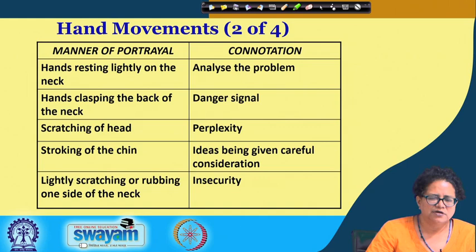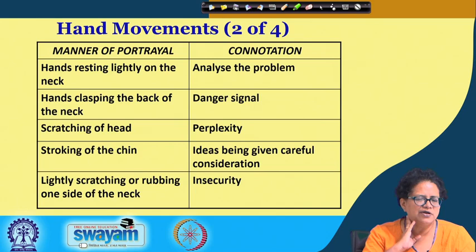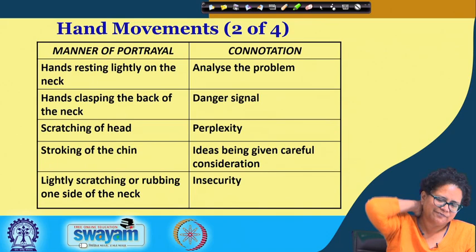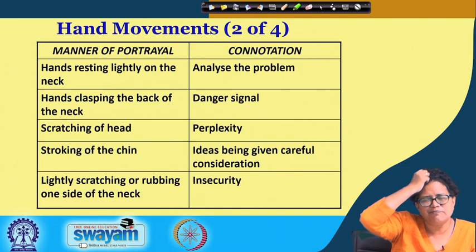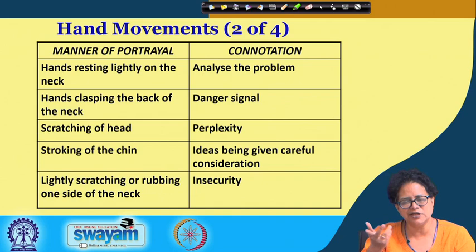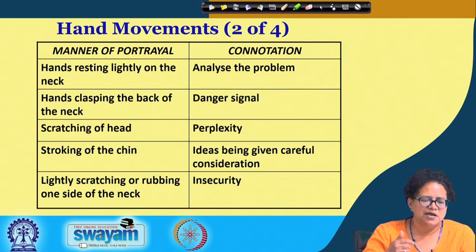So, the second chart here: if the hands are resting lightly on the neck, it symbolizes somebody who is studying and trying to get a solution to a problem. And hands clasping the back of the neck is a danger signal, be aware. Scratching of the head is perplexity, and stroking of the chin like this, some people do during meetings or other situations, shows the person is in deliberation, thinking carefully, giving careful consideration to the ideas. And lightly scratching or rubbing one side of the neck is a symbol of insecurity.